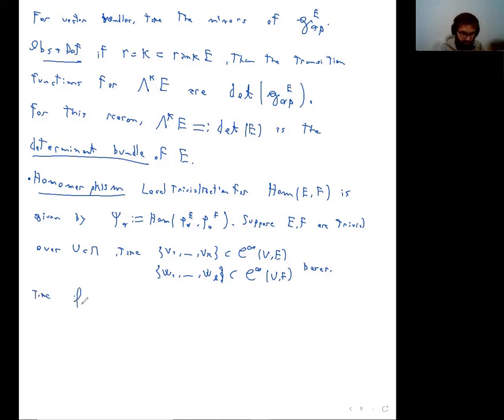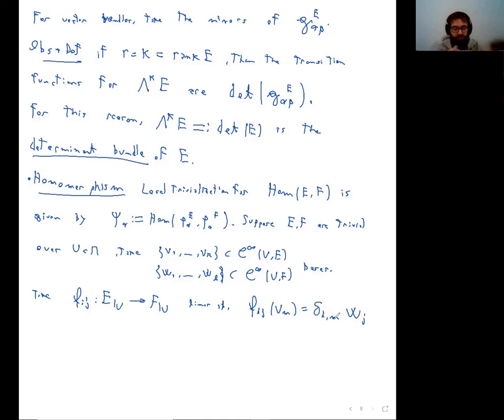So take Fij from E restricted to U to F restricted to U, linear, such that Fij of Vm, so we define it on the basis, this is a linear map, is Kronecker delta im times Wj. Okay, so you know the Kronecker delta, no? This is 1 if i is equal to m. So basically, Fij is 0 on all elements of the basis besides on Vi, and it sends Vi to Wj.